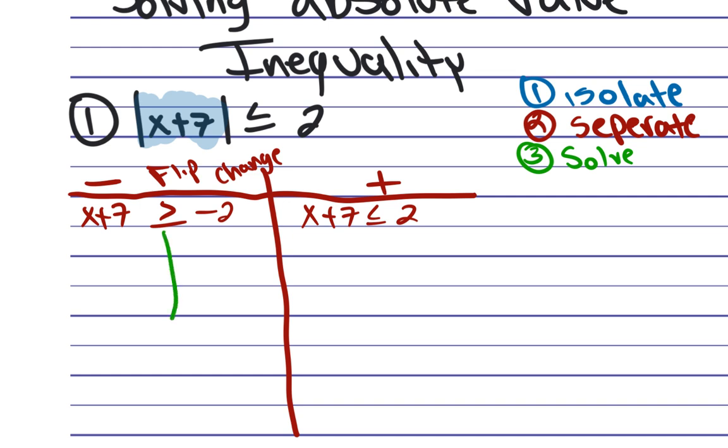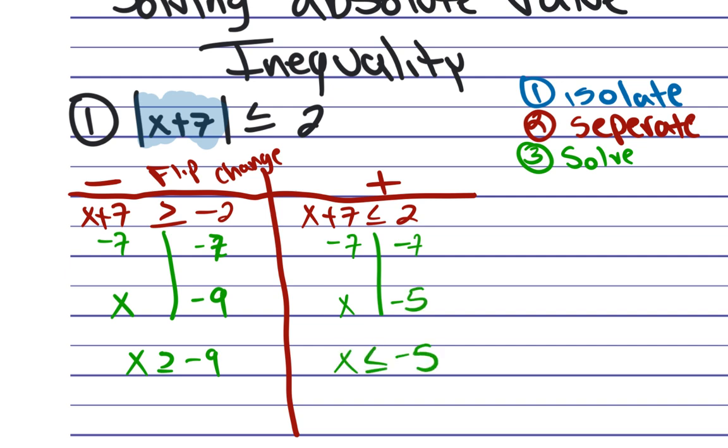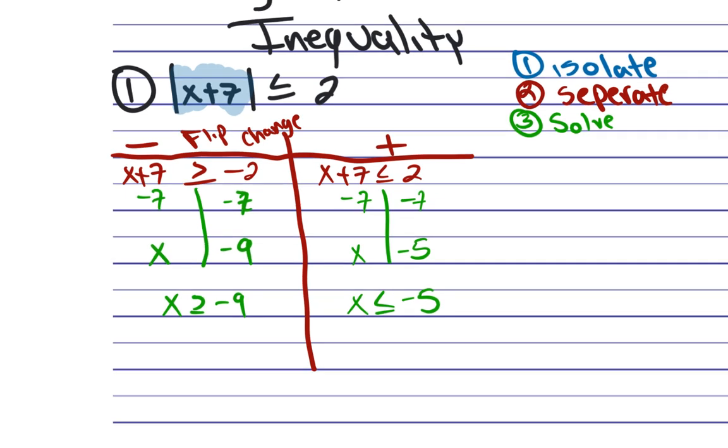When I solve, I draw my line, and then I get the x by itself. I isolate the x, so I get rid of the 7, and I have x and a negative 9. So I have x is greater than or equal to negative 9. And on the positive side, I have x and a negative 5, so x is less than or equal to negative 5. So I do have 2 answers again, but now I'm going to put them on a graph.